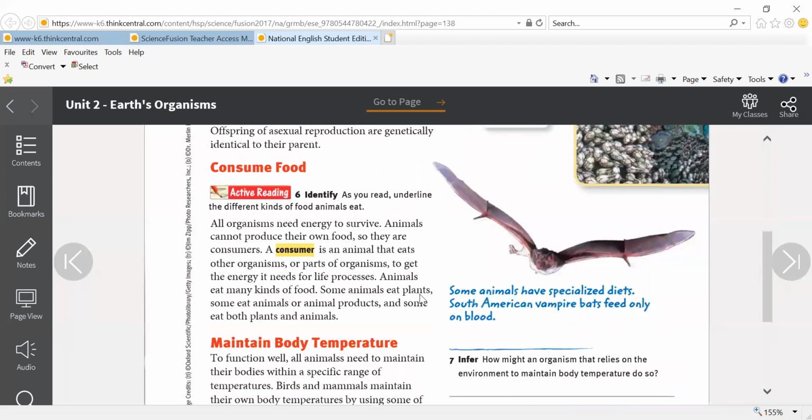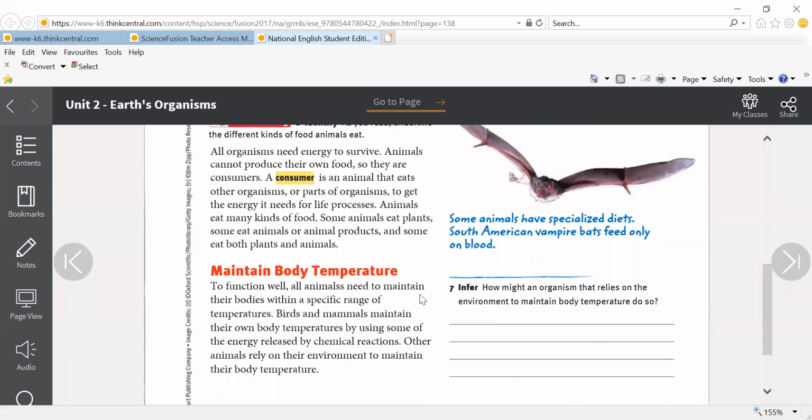Now, what is a consumer? You all know very well that consumers, unlike producers, are animals that eat another organism or part of an organism to get the energy they need. I'm going too fast because I know I have discussed this with you all earlier. Some animals eat plants, some eat animals, or some animal products. Do you remember? Herbivores, omnivores, and carnivores. In consumers, we have carnivore, herbivore, omnivore. Do you remember about it?